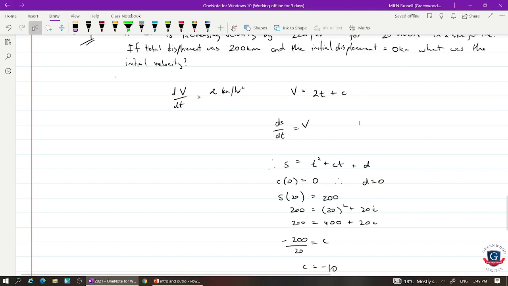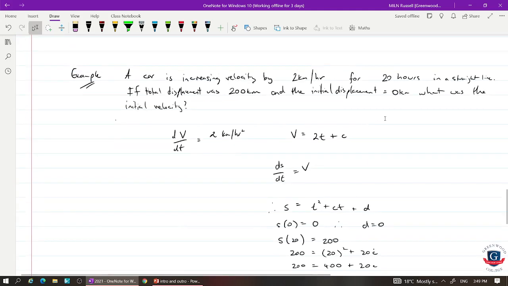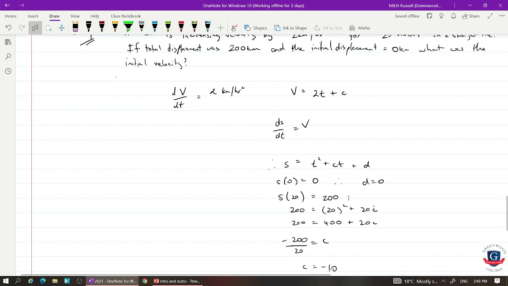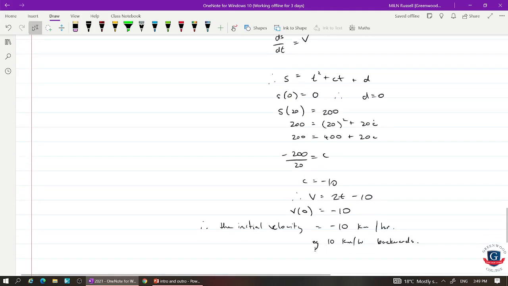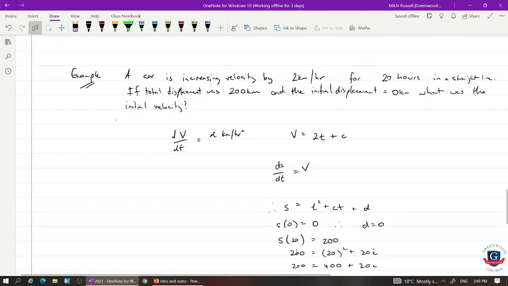We know that after 20 hours, its displacement is 200 kilometers. So we sub that in, and we find that c equals -10, so v equals 2t take 10, and we can substitute 0 into that equation and get the initial velocity, which is -10 kilometers per hour, or 10 kilometers per hour going backwards. So it started going backwards, changed its direction, and went forwards after a while by continuing to increase its velocity by a little bit. So it went negative, negative, negative, 0, positive, positive, positive.